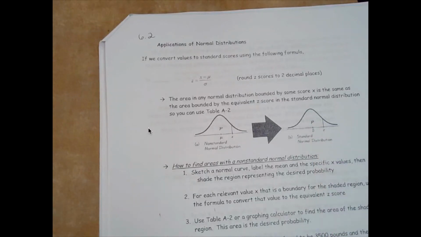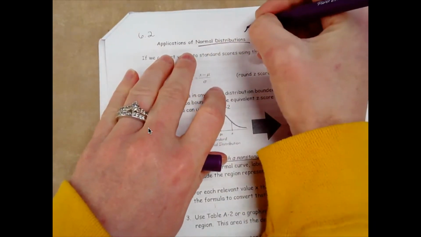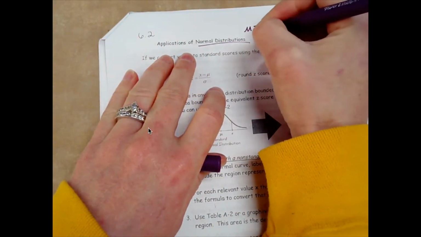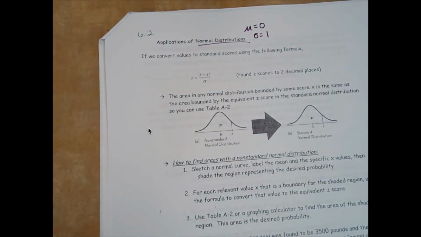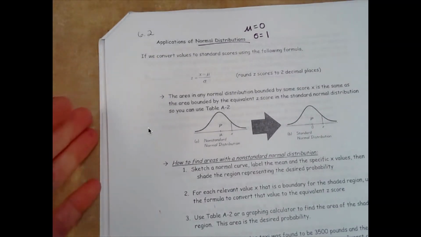We are in 6.2, so applications of normal distributions. With normal distributions, we always have a mu of 0 and a standard deviation of 1. But in the real world, that's not always going to be true. You're going to have different means and different standard deviations. But you can use the same application that we did in 6.1 to find the z-score and also to find the probability or the area.